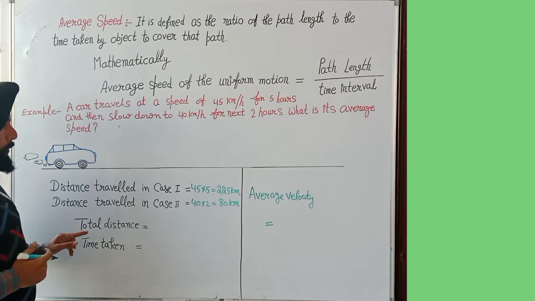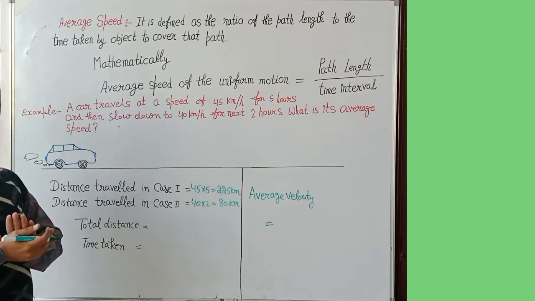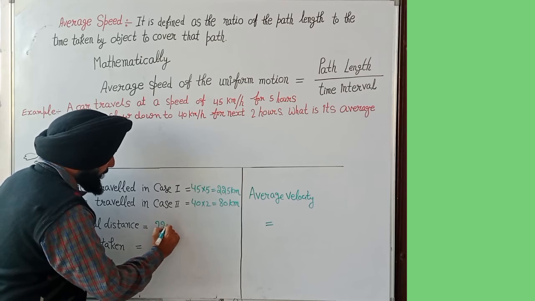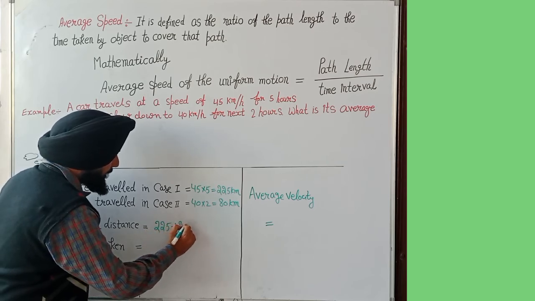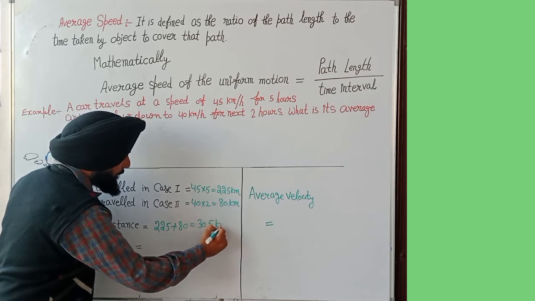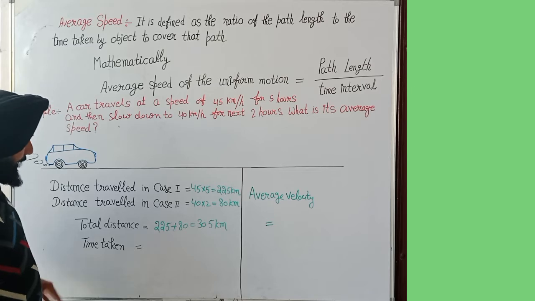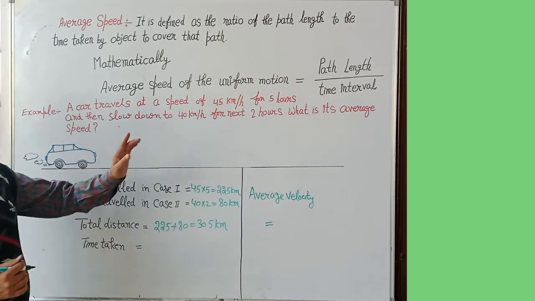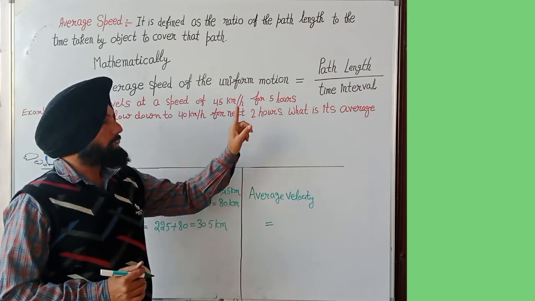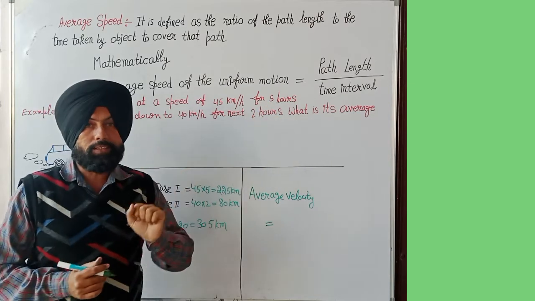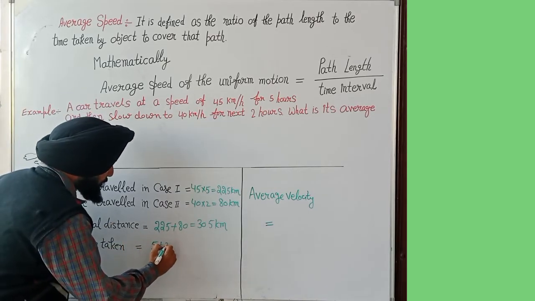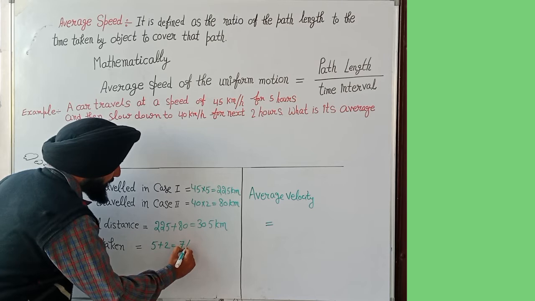Now, total distance in both of the cases, 225 plus 80, and it becomes 305 kilometer. Now, time taken. For the first case that is 5 hours, and for the second case is 2 hours, and it becomes 5 plus 2 equal to 7 hours.